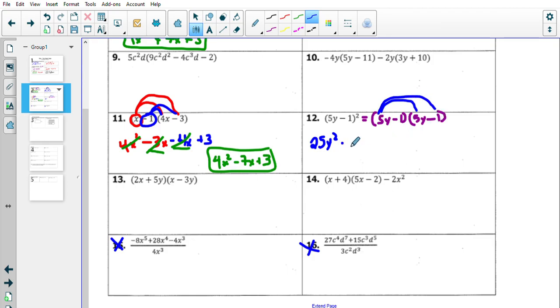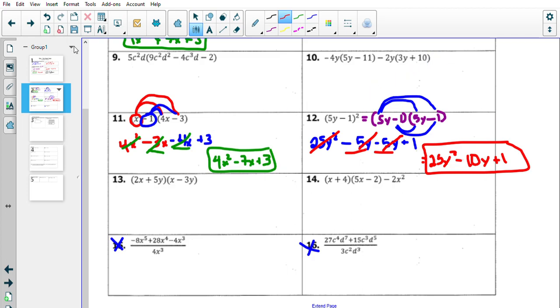5y times negative 1, negative 5y. Then negative 1 times 5y, again, negative 5y. And negative 1 times negative 1, positive 1. And again, those middle terms can combine. So the 25y squared stays the same. The negative 5y minus 5y becomes a negative 10y. And this plus 1 stays the same.